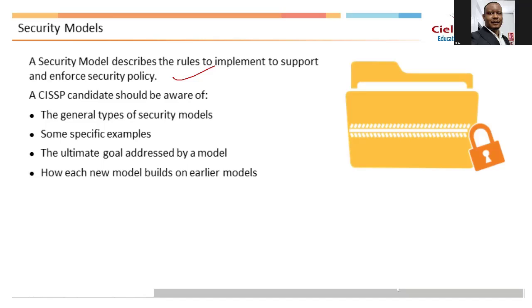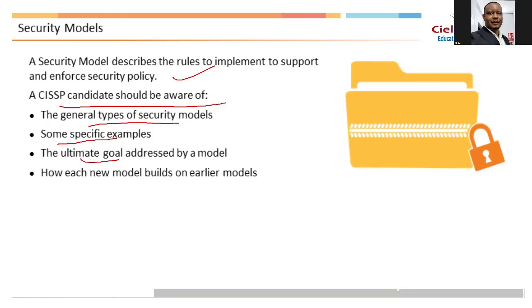For you as a security professional, you should be aware of the general types of models that we have. We're going to take a look at a couple of them, specific examples, their goals, and how each of these models builds on an earlier model. All of these are part of what we're going to be looking at as we journey along. The key thing to understand about security models is that they give us a step-by-step approach that we can adopt to effectively implement security within the organization.